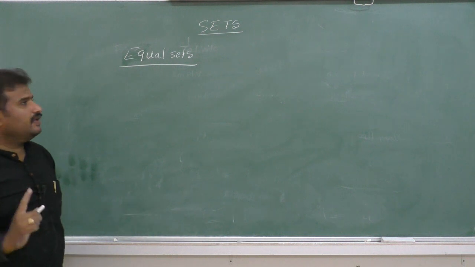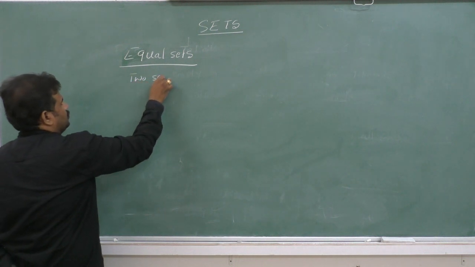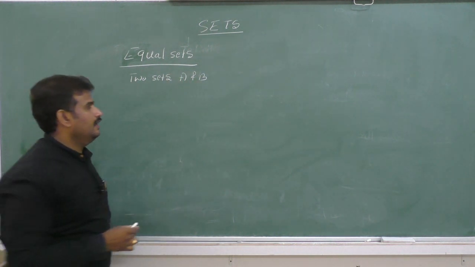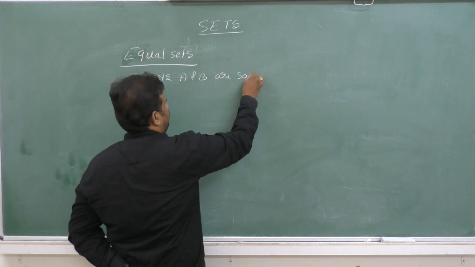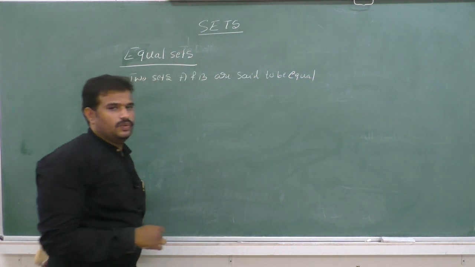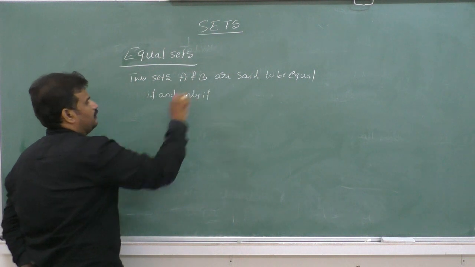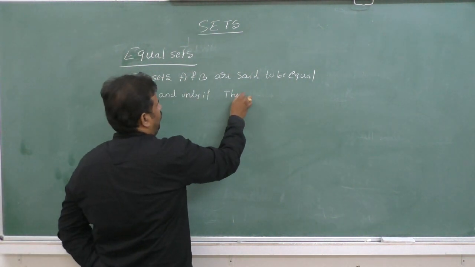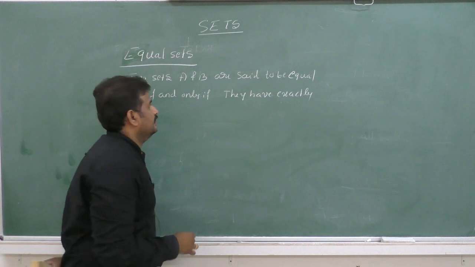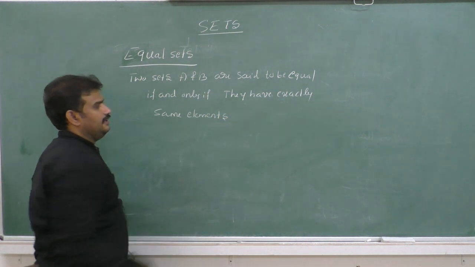ಈಕ್ವಲ್ ಸೆಟ್ಸ್. ಯಾವಾಗ ಎರಡು ಸೆಟ್ನ ಈಕ್ವಲ್ ಅಂತ ಹೇಳ್ತೇವೆ? Two sets A and B. I am taking two sets here, name it as A and B, are said to be equal if and only if they have exactly same elements. They are exactly same elements.